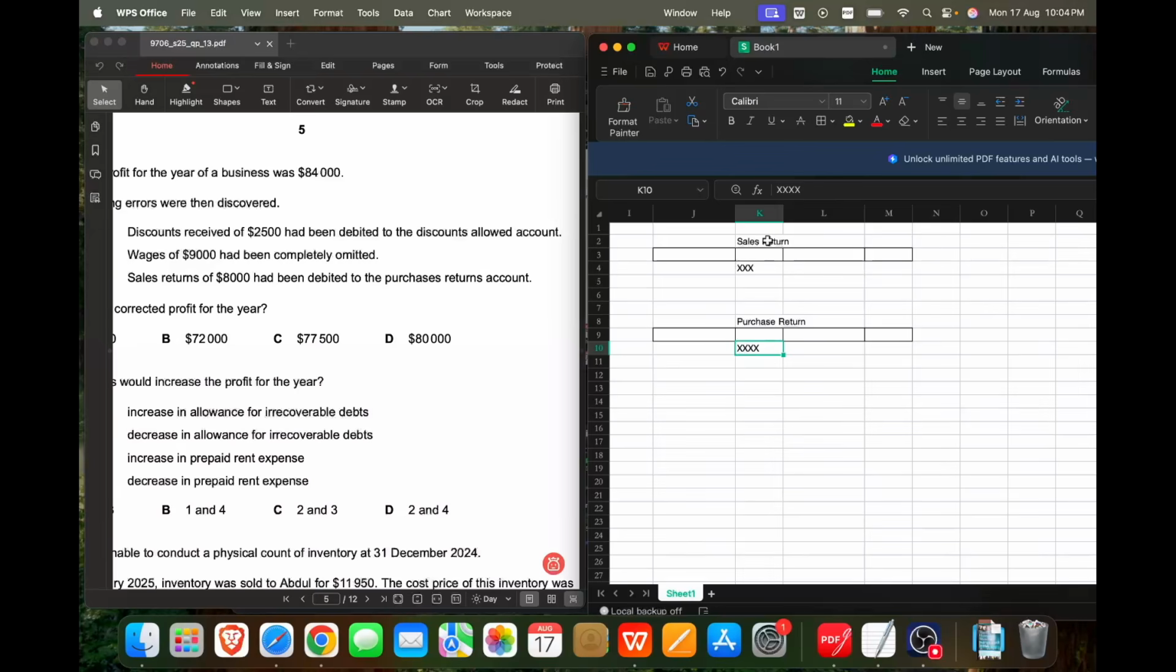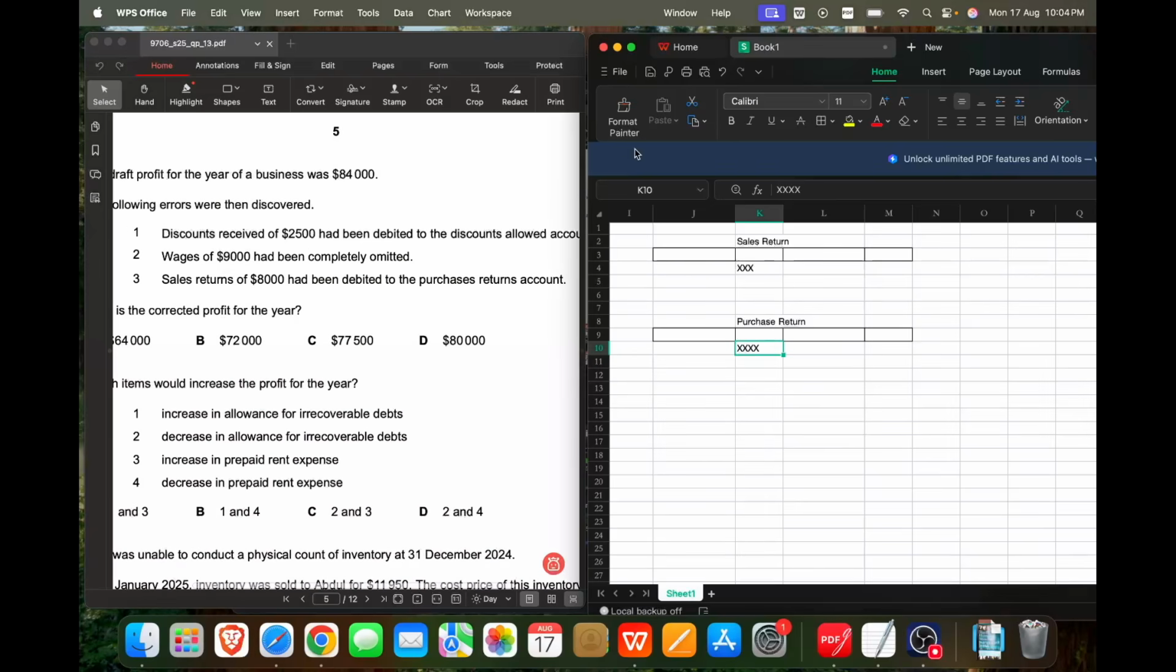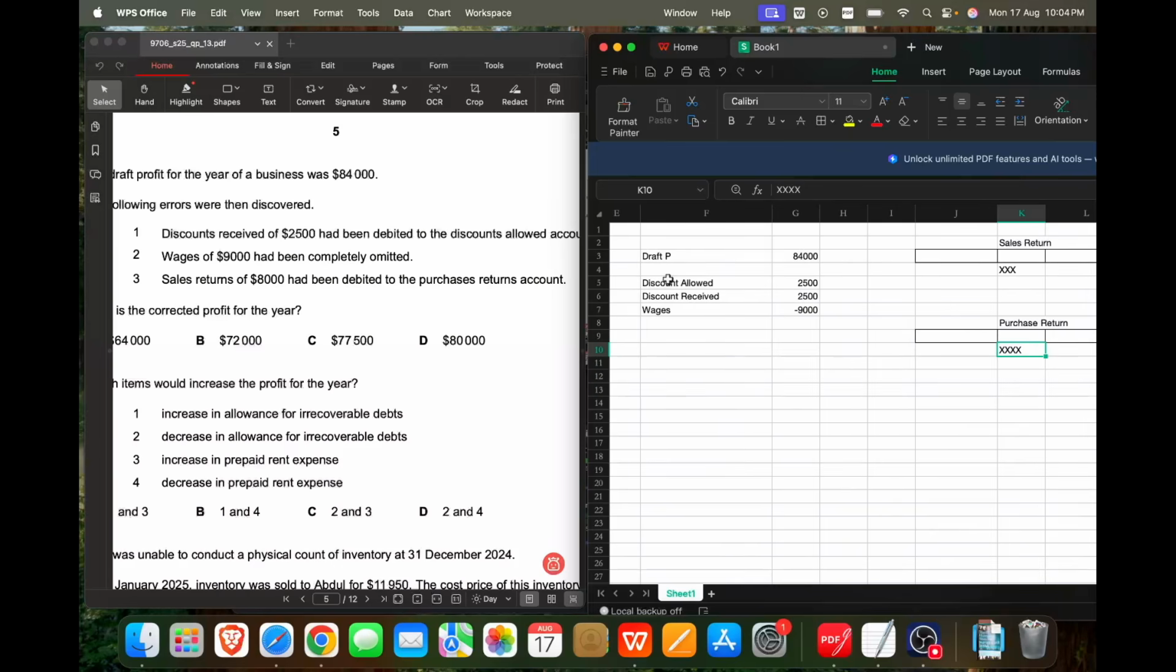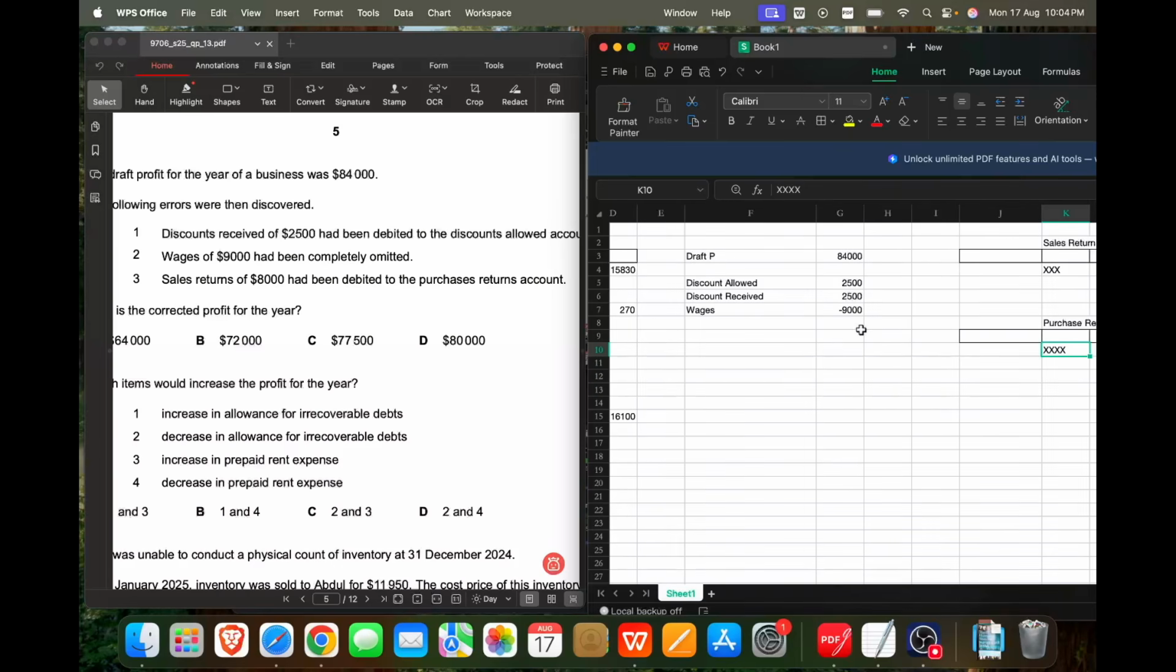So sales return is my expense, which should be on the debit side, and purchase return should be my income, which should be on the credit side. But instead of considering this as my income, I wrote it as an expense on the debit side. So this particular entry does not have any effect on the profit. So overall, only these two would affect my profit for the year.